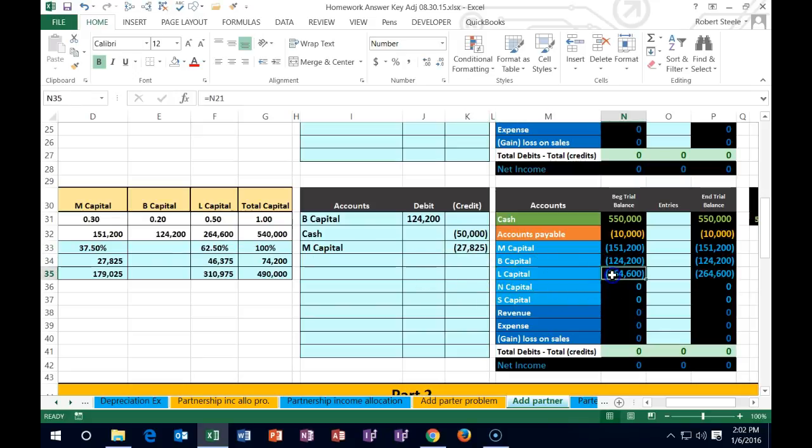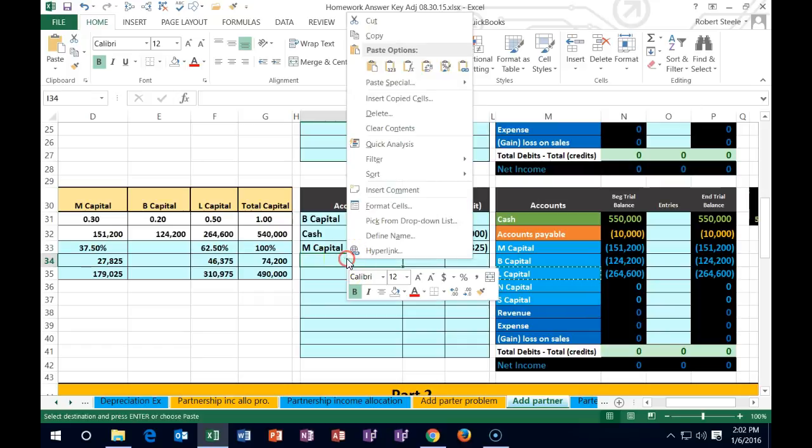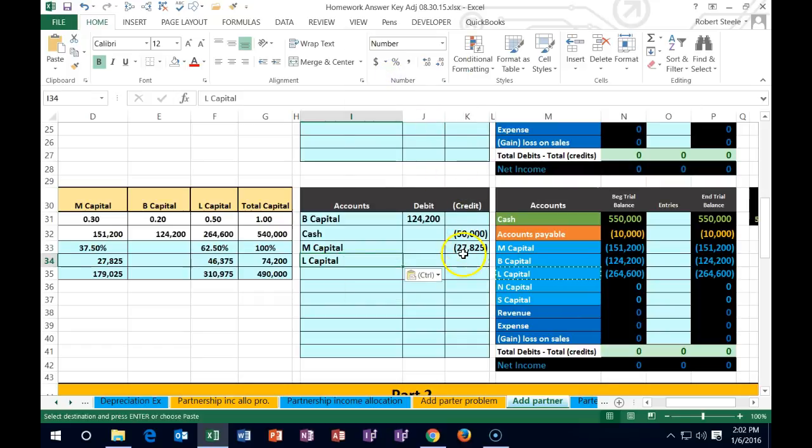We're going to do the same thing for L. L is going to go up. We have a credit balance here. It's going to go up in the credit direction. We're going to copy that, put our cursor in I34, right click, paste 1, 2, 3. And the amount will be for the 46,375. So negative 46,375. Now before we post it, are we in balance?